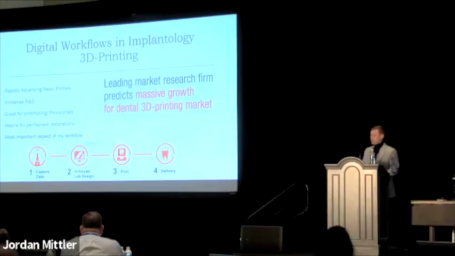So 3D printing, there's an immense amount of research and development happening, and that's leading to rapidly advancing resin profiles. It seems like every 6 months, new profiles are coming out that are really pushing the limits of what we thought was possible. They're great for prototypes and provisionals. That's the main play of what I'm using them for, whether it's single, bridge, or full arch. But there are now a lot more resins that are available for definitive restorations.